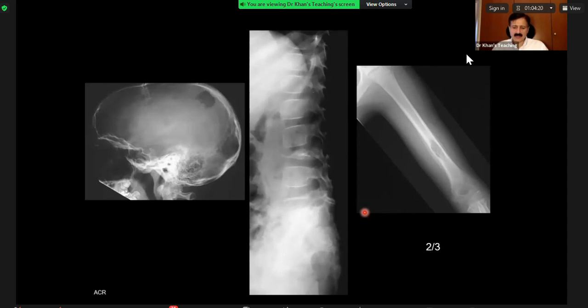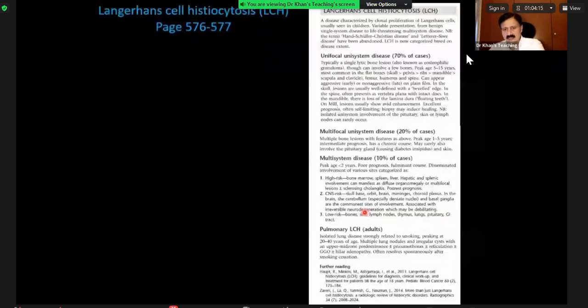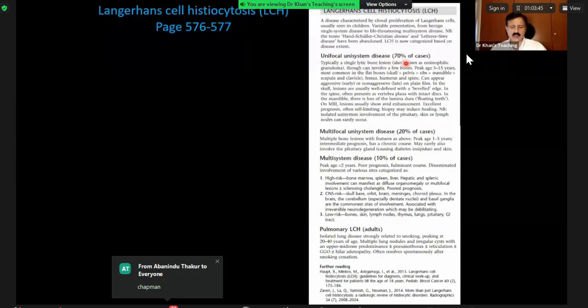So LCH is a very important exam case because in LCH, if you go back here, this is from your book, the second part of Chapman, it tells you that the previous concept of Hand-Schuller-Christian disease and Letterer-Siwe disease has been abandoned. So LCH now is categorized based on disease extent. In the pediatric group, we divide it into 3 groups. Unifocal unisystem disease, these are 70% of cases, and usually we are involving the bone, right?